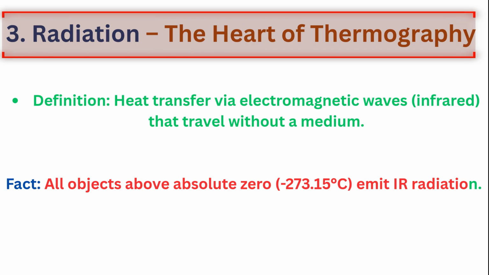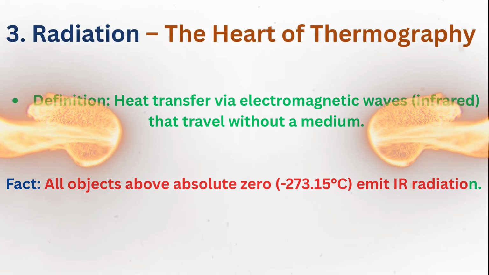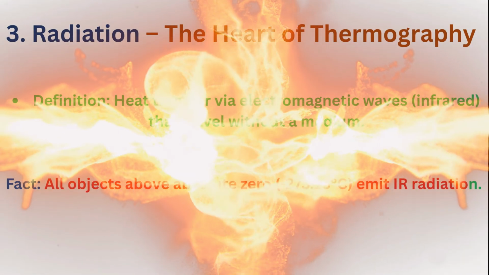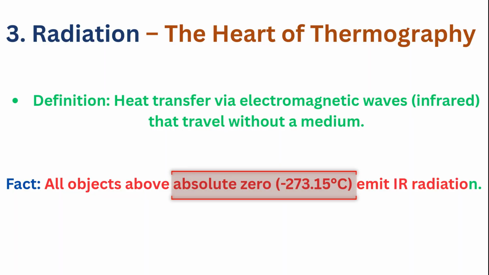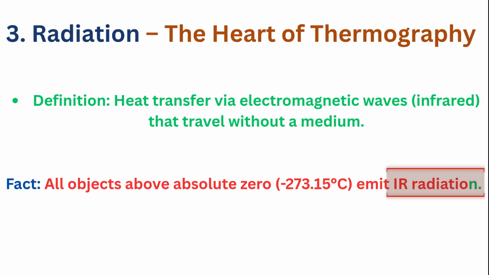So what is this radiation? Radiation is a transfer of electromagnetic waves, or you can say the heat, and all the objects that are above absolute zero emit the IR rays, or you can say the infrared radiation. So what does absolute zero mean? It's all the objects that are having a temperature more than 0 Kelvin.